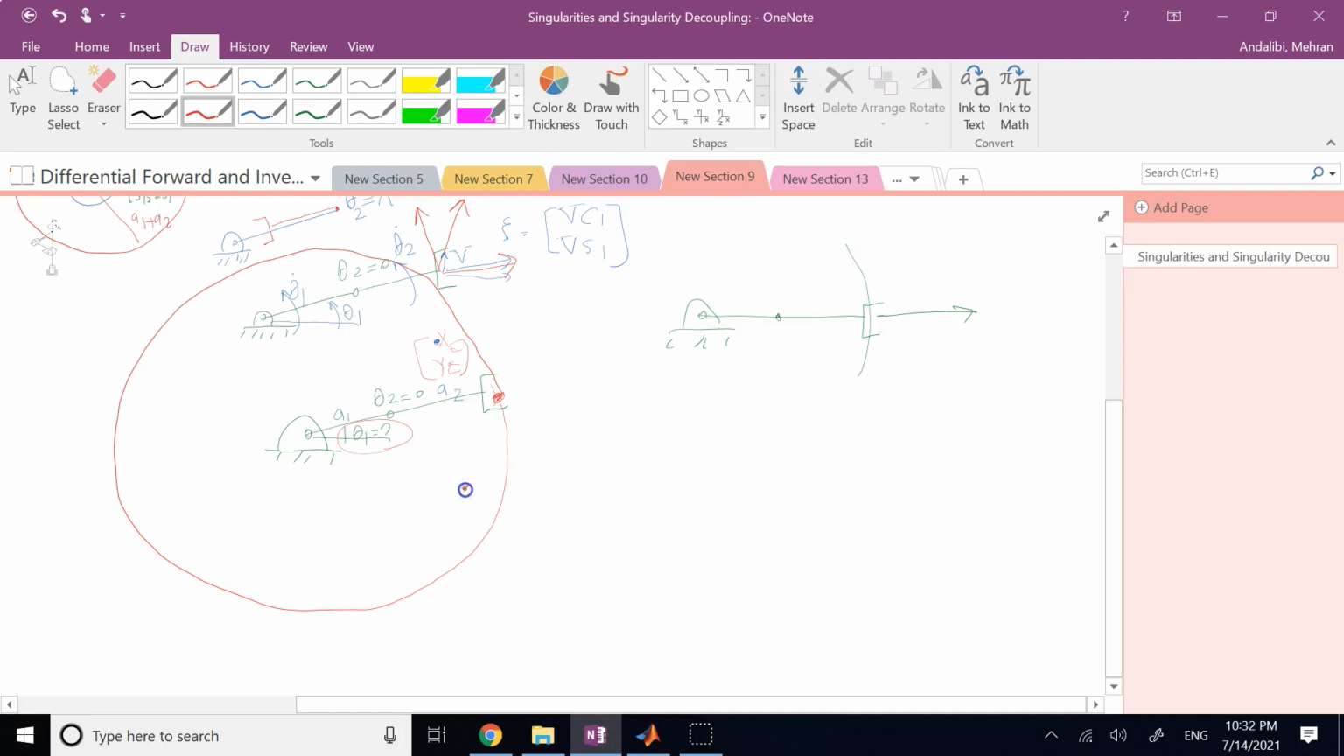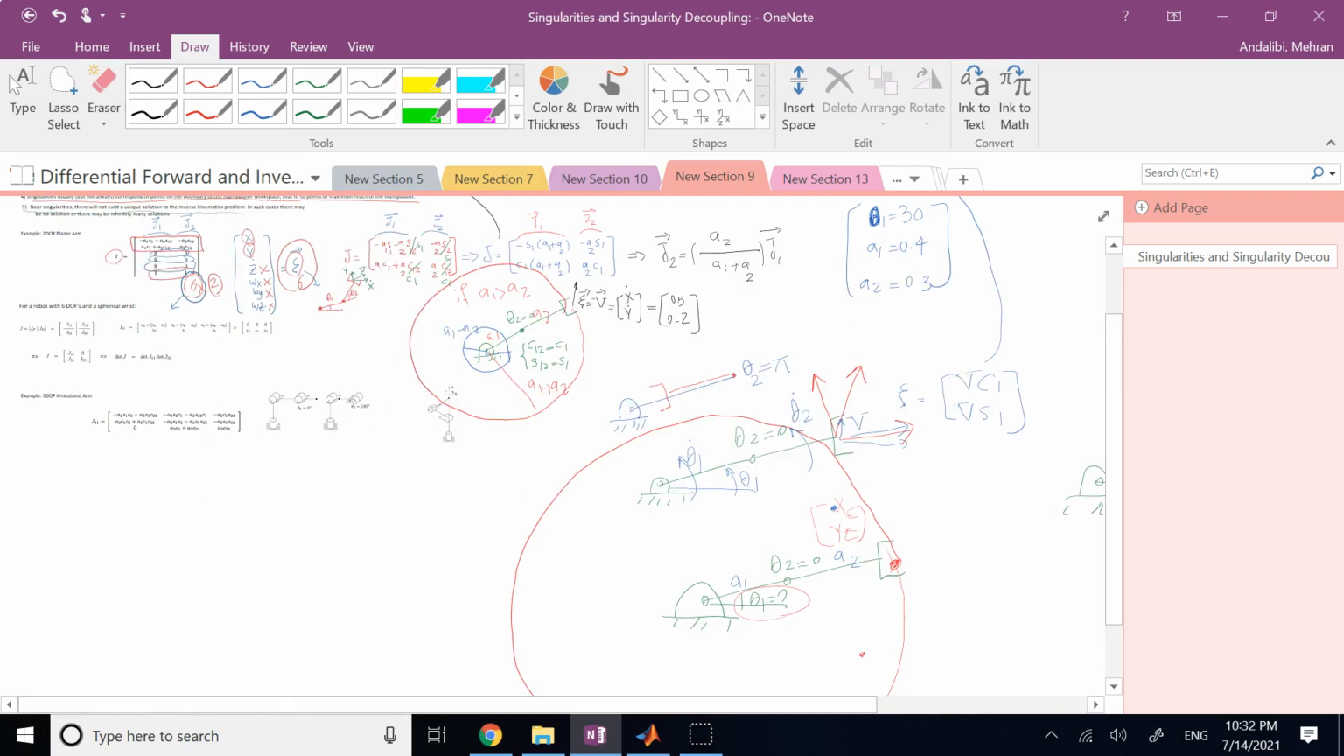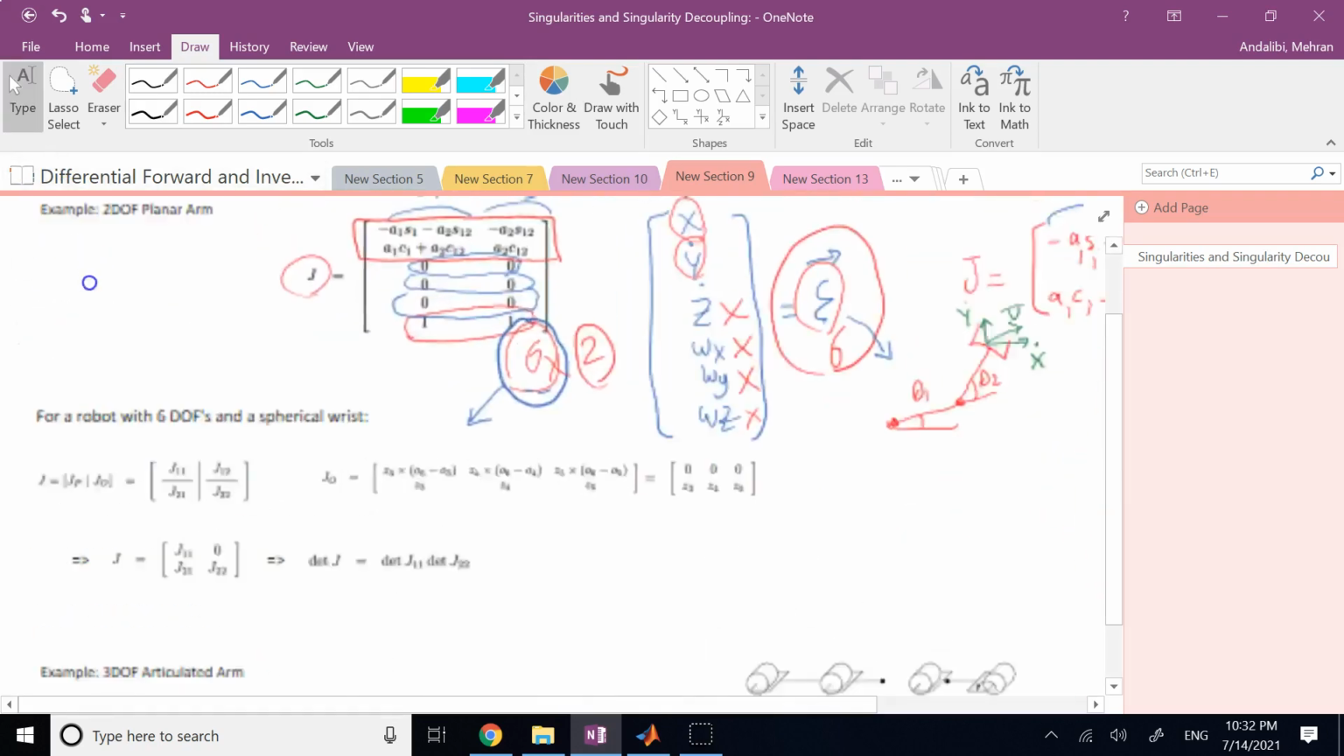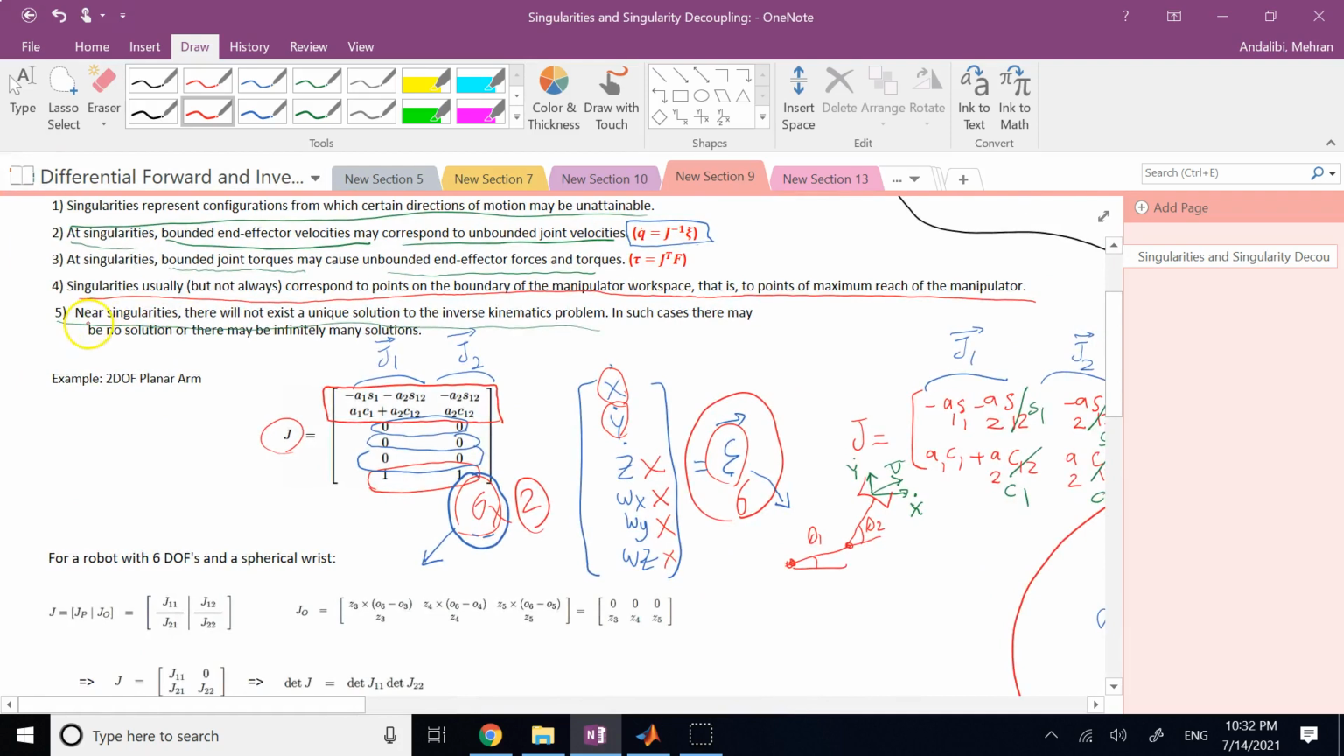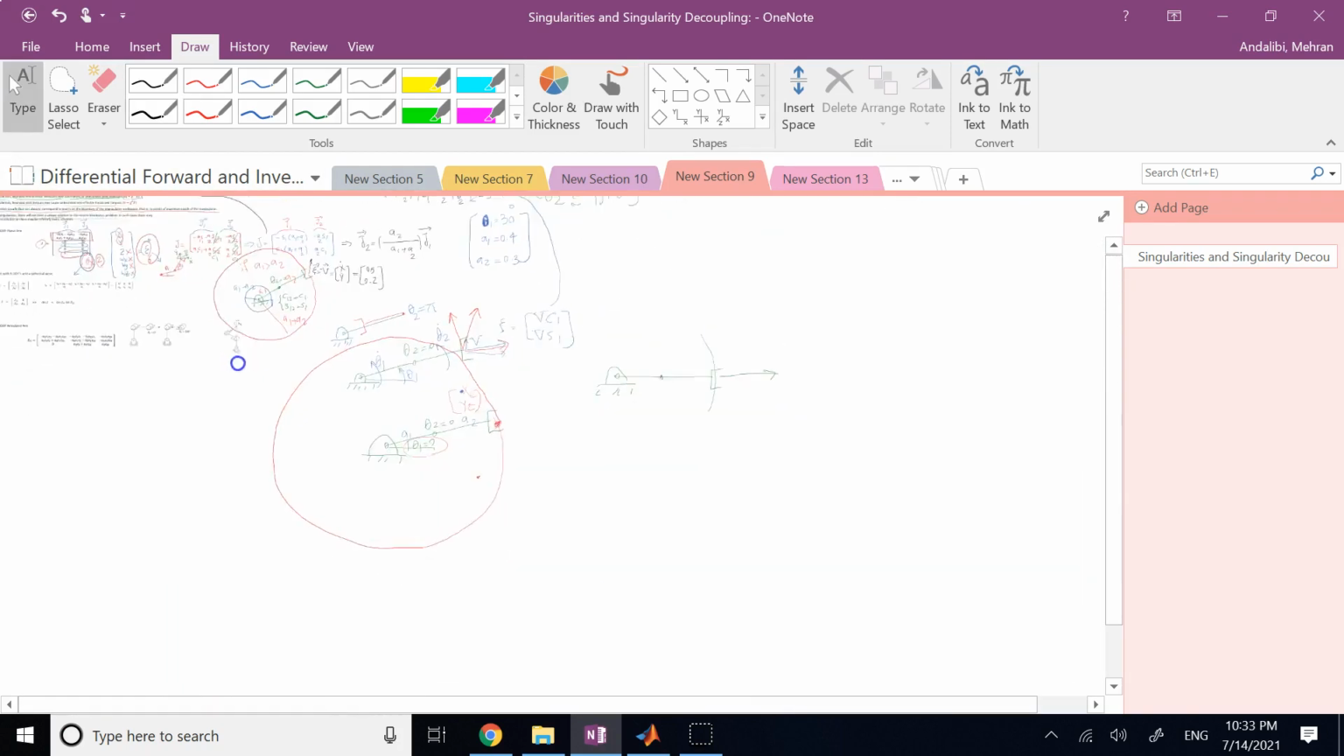If it's not on the boundary and I ask, how about this? Can you get that? Well, of course not, because my end effector is only on that circle. So you see, it says near the singularity. It doesn't say at the singularity. That's the key word you have to pay attention to. Near singularities, there will not exist any unique solution.